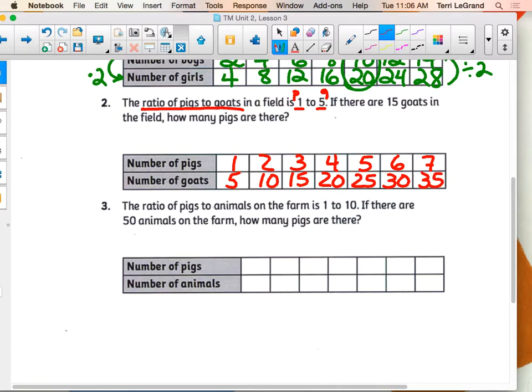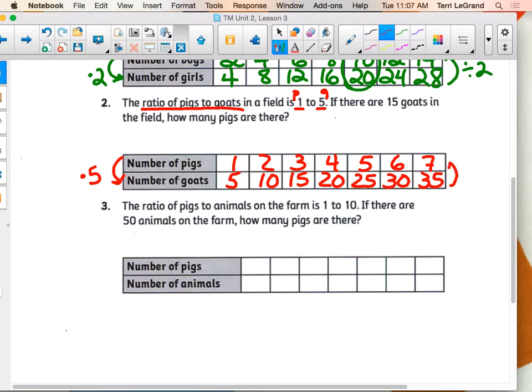Okay. And what's the next thing we're going to do? Figure out the multiplying and dividing that's going on in our table. So to go from top to bottom in this table, what do you do? From 1 to 5, 2 to 10, 3 to 15? No, what do you do to 1 to get 5? You multiply by 5. There are 5 times as many goats as there are pigs.